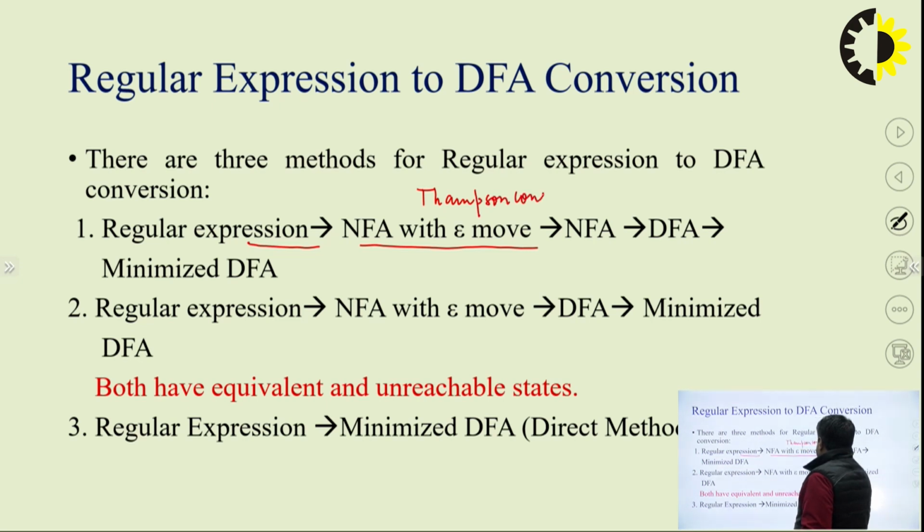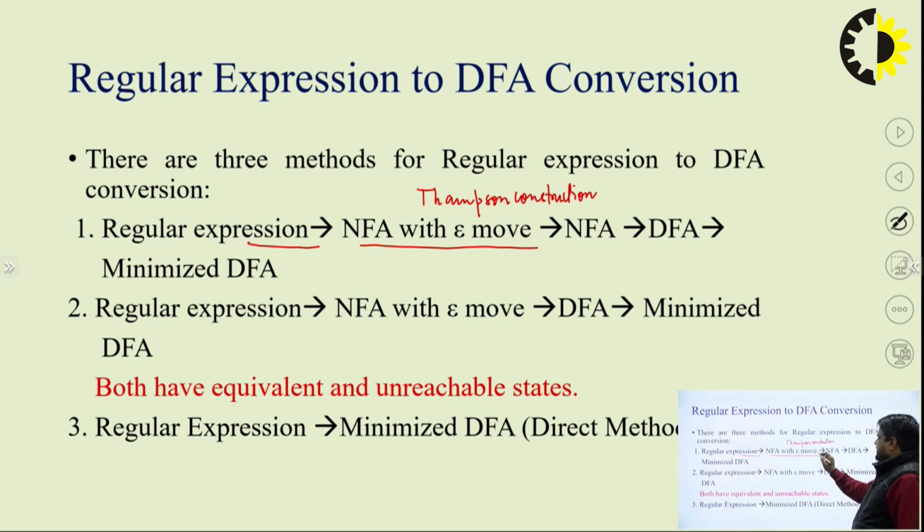Thompson construction method, or you can say Kleene's theorem part 1. The same synonyms will be used there. After that, you convert this NFA with epsilon move to the NFA without epsilon move, and this NFA can be converted into the DFA using the subset construction algorithm, and after that you have to minimize that DFA.